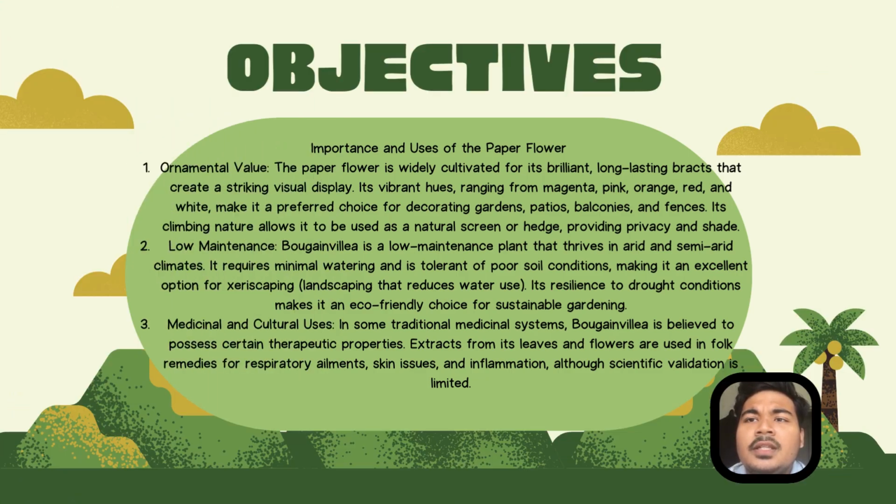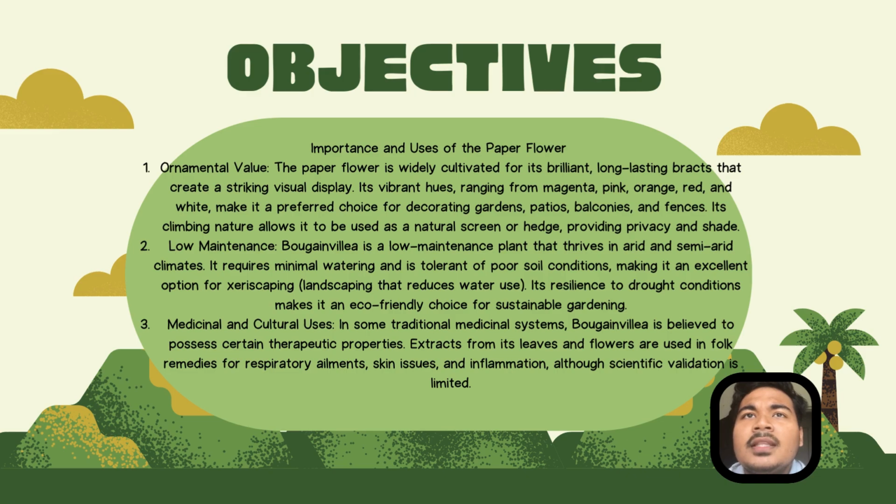Next is the objective: the importance and use of the paper flower. Number 1 is ornamental value. The paper flower is widely cultivated for its brilliant, long-lasting bracts that create a striking visual display. Its vibrant hues, ranging from magenta, pink, orange, red, and white, make it a preferred choice for decorating gardens, patios, balconies, and fences. Its climbing nature allows it to be used as a natural screen or hedge, providing privacy and shade.